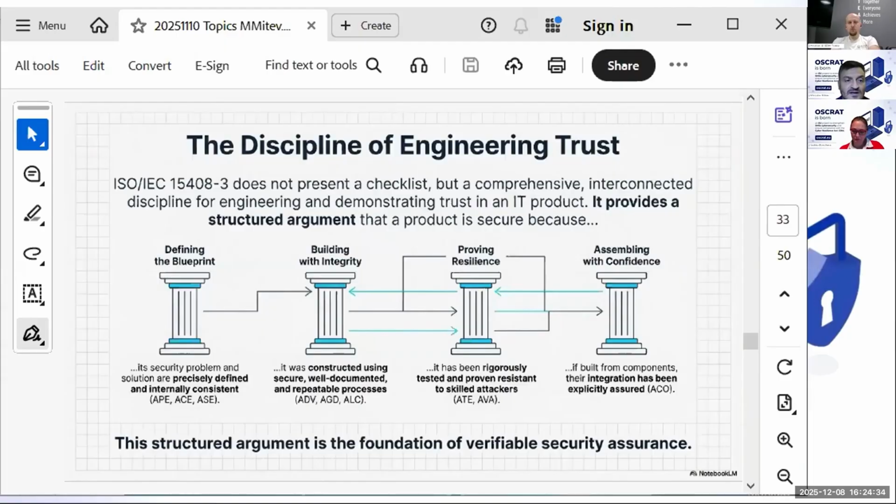I want to highlight again that I'm an expert in standardization, and this structured discipline is the heart of modern European security policy. Organizations such as ENISA and ETSI are actively looking for new specialists who can apply these standards.